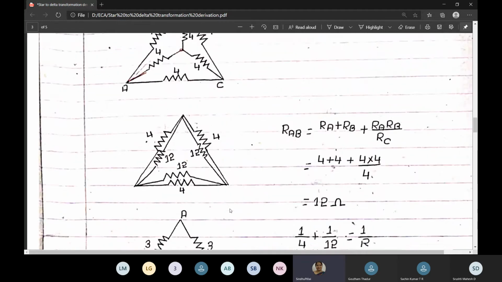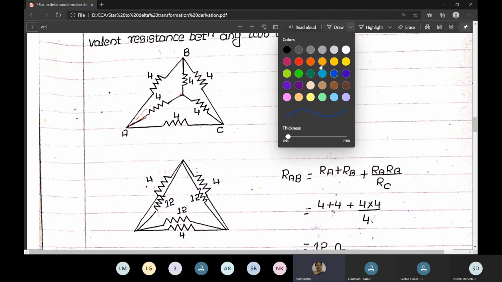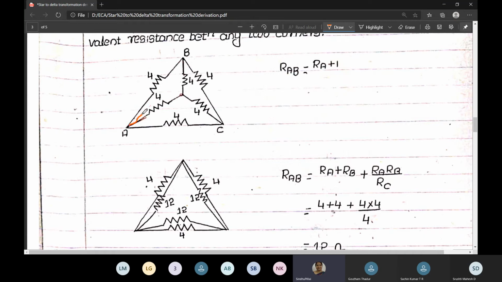Hope you have followed. See, first we have to see the network. Are there any series connections? Next we have to convert this star to delta. Okay. So whenever you convert the star to delta, just put a rough sketch here of how the delta will look like. So this will be the delta. Just put it here.